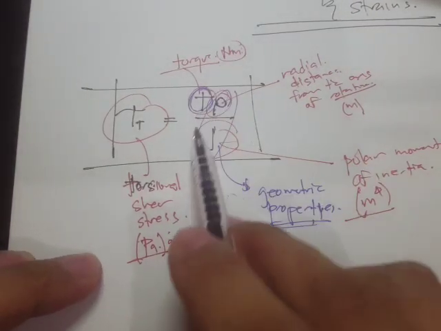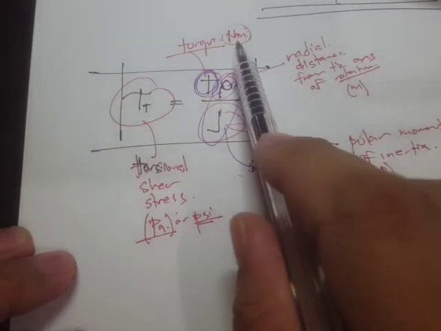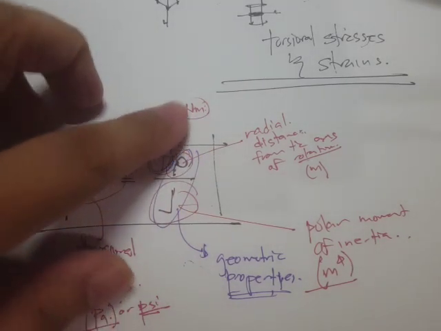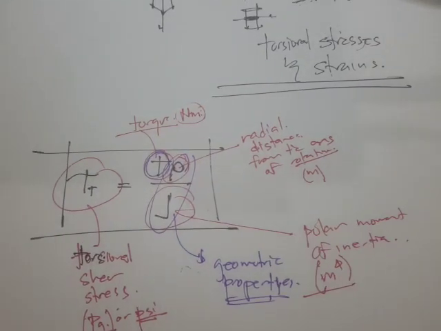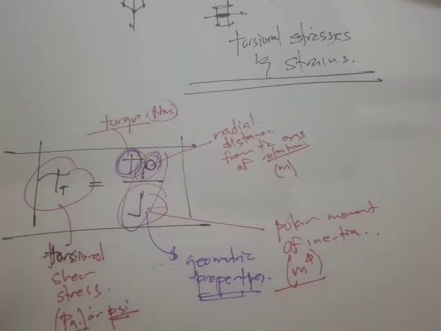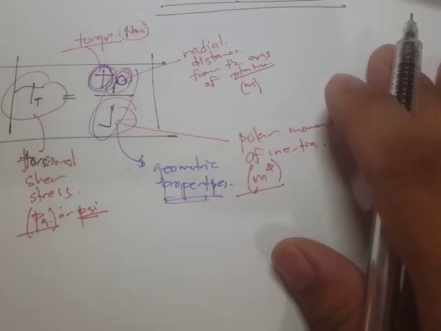For the units, if you check the units, you will get pascals if you do some derivations on the units. All right, so now let's talk about the torsional strains.